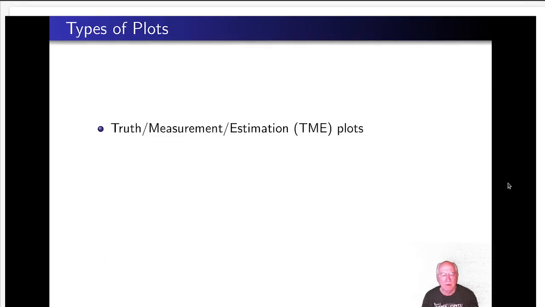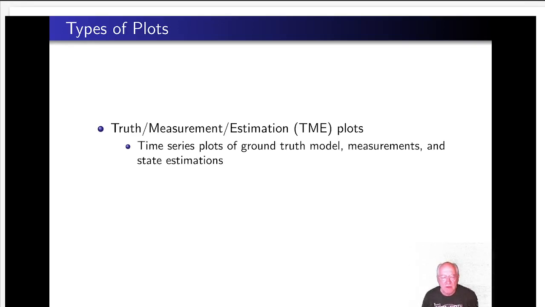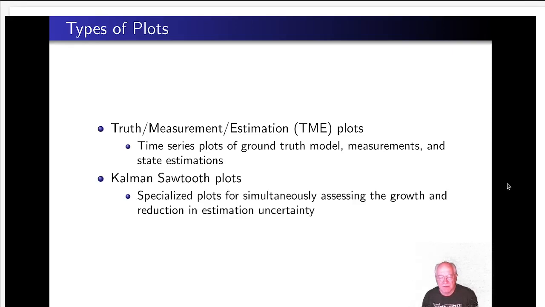All right, now we're going to take a look at the types of plots that we use here with these simulations. The first type is a truth measurement estimation plot, or what we call a TME plot. It's a time series plot of ground truth model, of the measurements and the state estimations. And then the other type of plot is a Kalman Sawtooth plot, which is a specialized plot for assessing the growth and reduction in uncertainty.